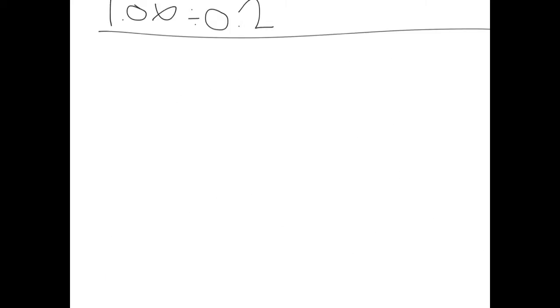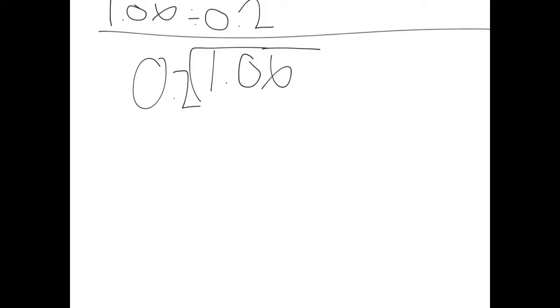So you're going to divide 1.06 divided by 0.2. We're going to move the decimal over. Move this decimal over. Put it at the top. So now you got 2 goes into 10 5 times.